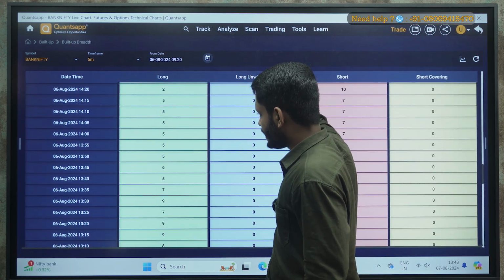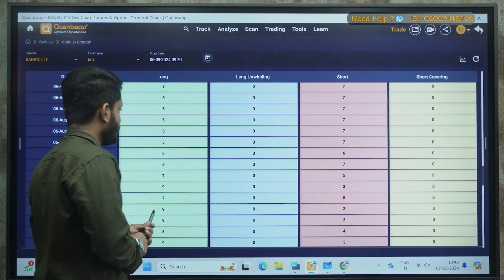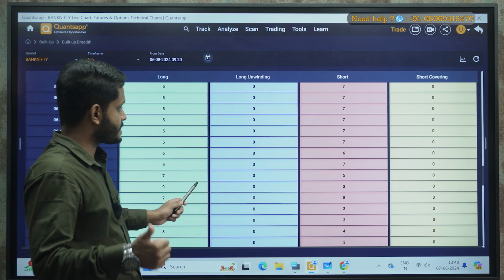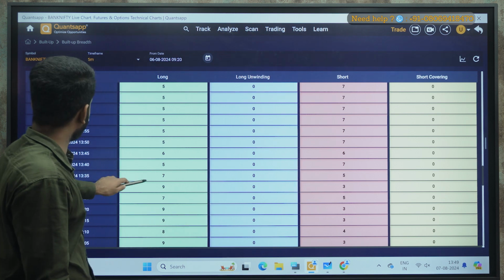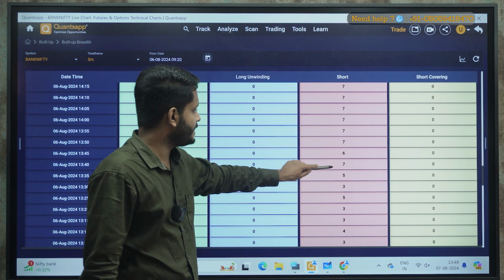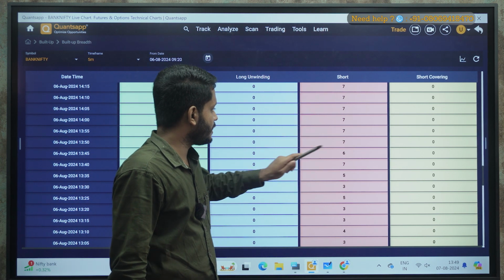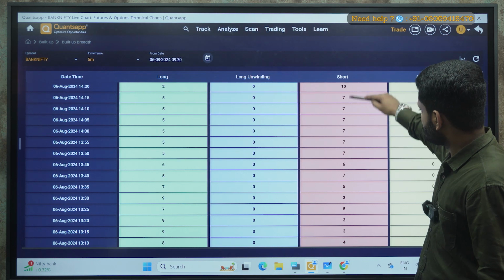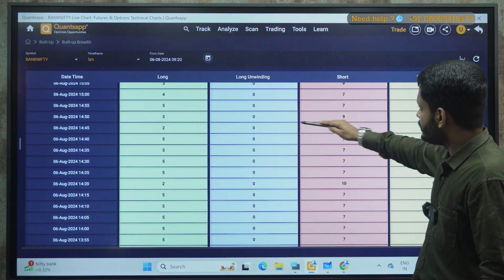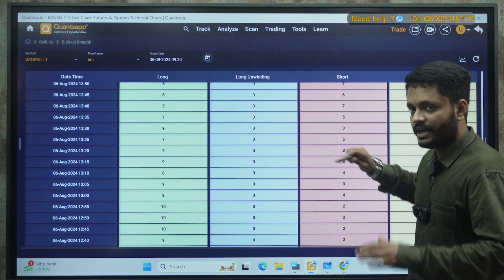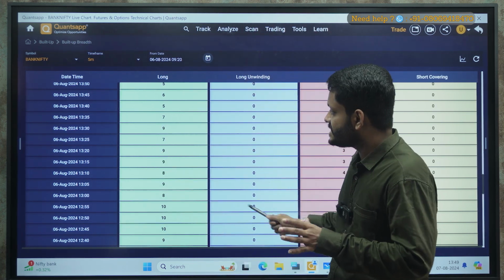Okay, now let me check. At 1:30 the fall started, correct? So here it is at 1:30, 1:35. If you see, exactly at 1:35 the fall started, correct? In long, the stocks were 7 and in short the stocks were 5, but post that at 1:40, check out, the data immediately indicated, the data turned. In long the stocks came to 5 and in short there were 7 stocks. And if you continuously see, the stocks in short were more. At one point in time it was 10. Can you see? 10. So the data immediately indicated. Whenever you see a level breakdown or a level breakout, immediately check whether there is a change in data or not.